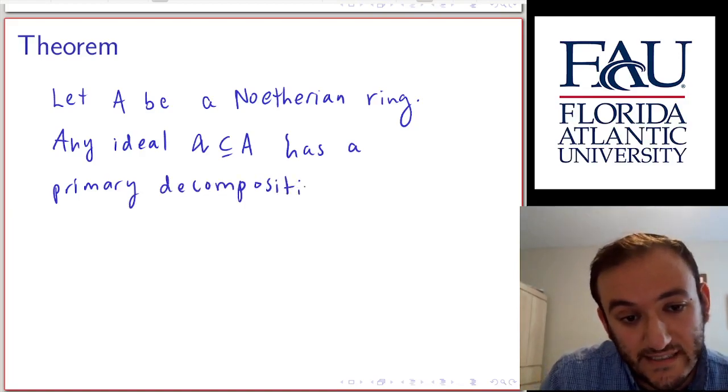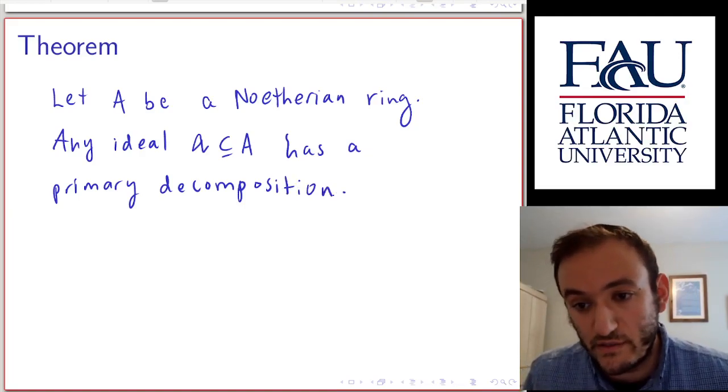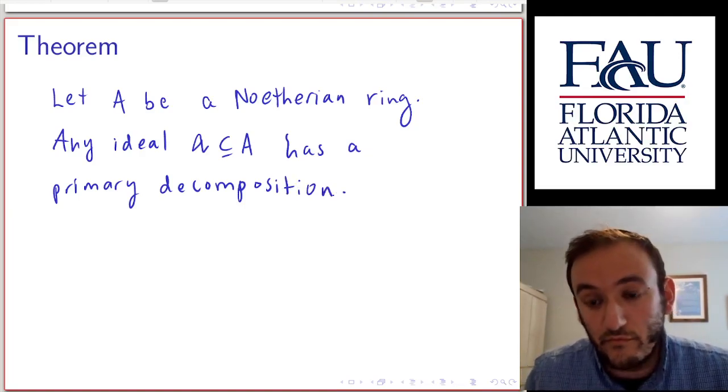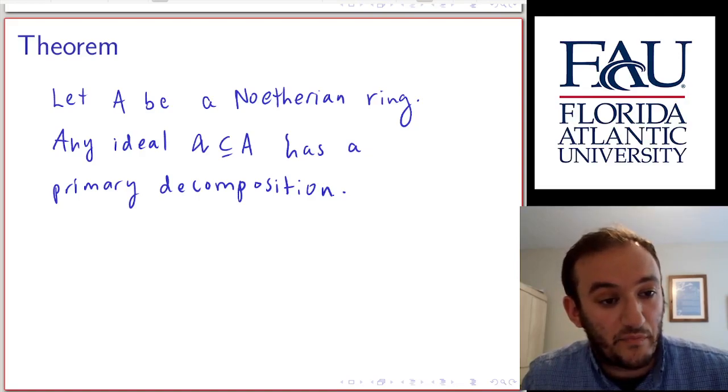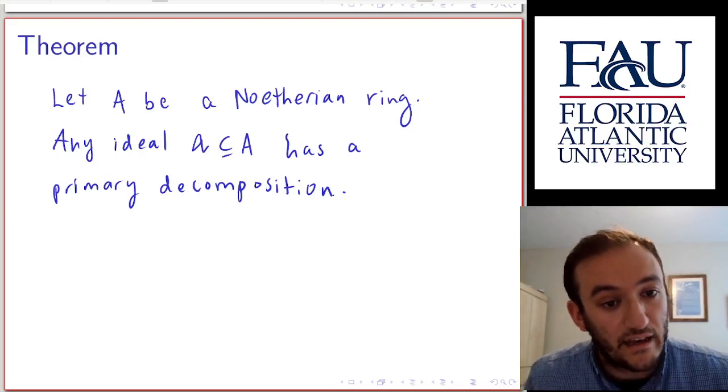Okay, and there are additional nice features of this primary decomposition related to its associated primes that you only get in an Etherean ring. But I'll leave you to check Atiyah-MacDonald for those details, and we'll conclude with this.